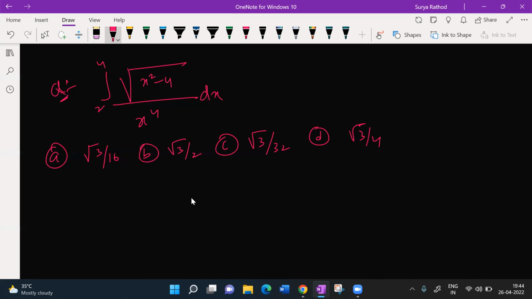Guys, please do solve this question. Take this question as homework. In the next class, everyone please join on time. This question is a homework from integration.